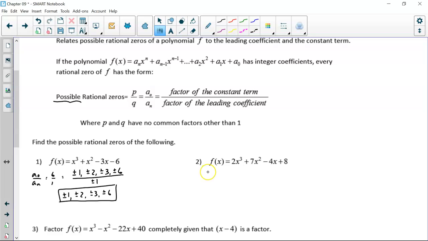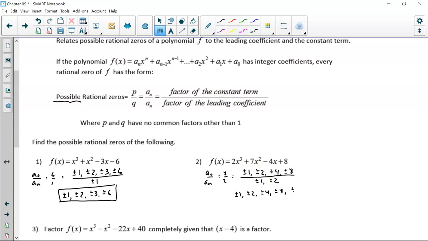Now for number 2, the constant is 8, and the leading coefficient is 2. So the factors of 8 over the factors of 2. The factors of 8, plus or minus 1, plus or minus 2, plus or minus 4, plus or minus 8, over the factors of 2, plus or minus 1, plus or minus 2. So now to find these, we're going to divide them all by 1, so plus or minus 1, 2, 4, and 8, and then divide those by 2.